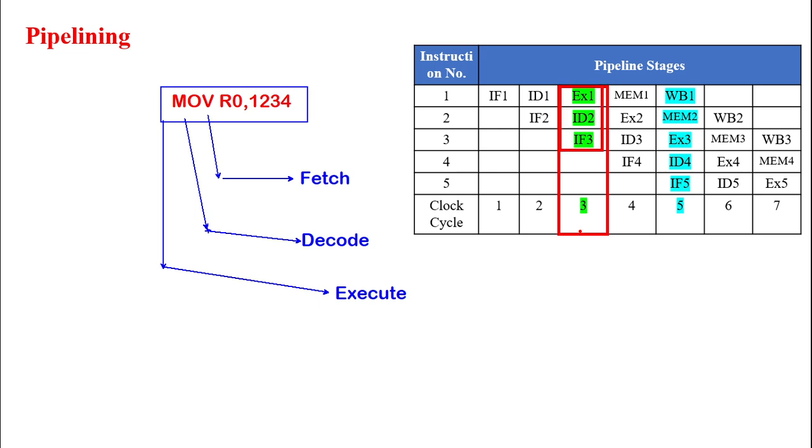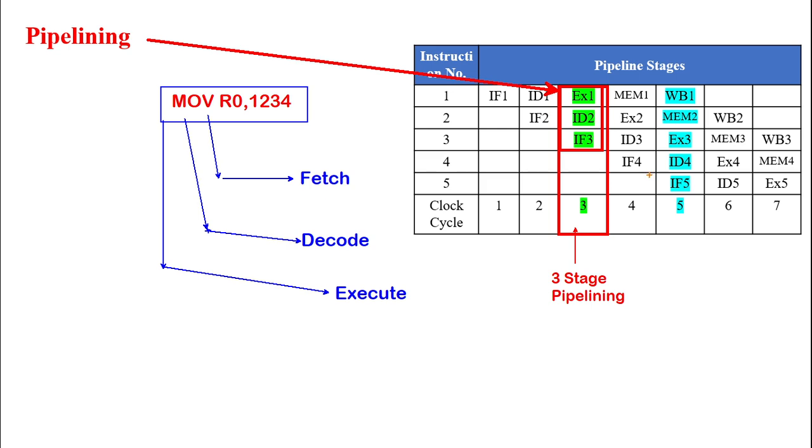In the third cycle, I am performing 3 different operations: execution of the first instruction, decoding of the second one, and fetching of the third one. Since I'm performing 3 operations in a single cycle, that process is called pipelining. Parallel execution of 3 different tasks is called pipelining, and very specifically this is called a 3-stage pipeline. There are different types of pipelining.